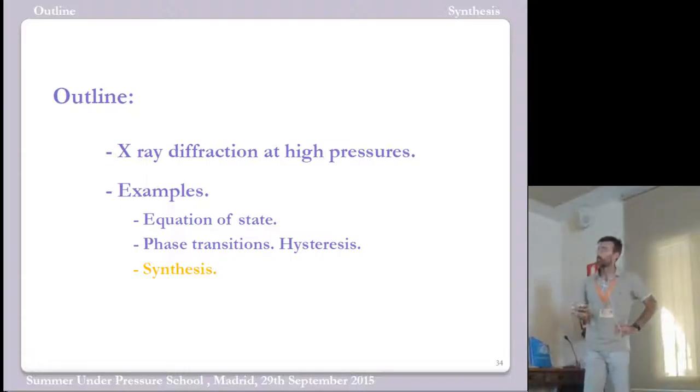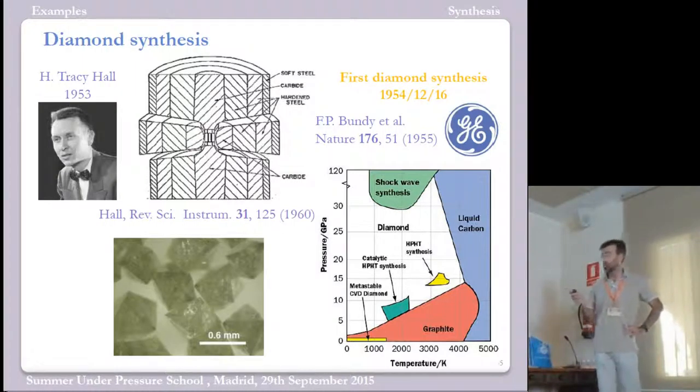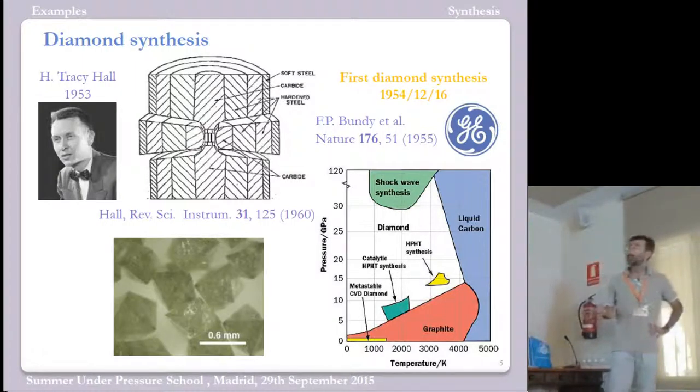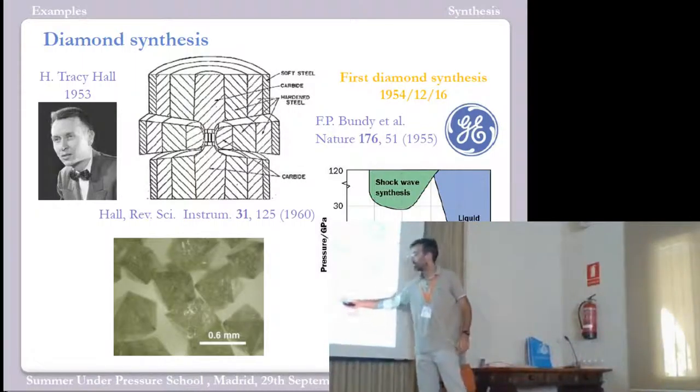And now I will finish with an example of synthesis, and the main synthesis example is the synthesis of diamond, which was first performed by Tracy Hall at the end of 54, while he was working at General Electric. The conditions for diamond synthesis depend on which catalyzer you are using.